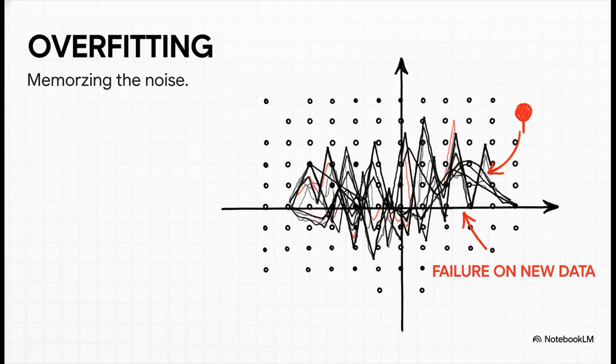And then, wouldn't you know it, you've got the exact opposite problem: overfitting. This is where your model learns the training data way too well. It basically memorizes not just the important signals, but all the random noise too. So while it might look like a total genius on the data you trained it on, it fails spectacularly the moment it sees new real-world data.